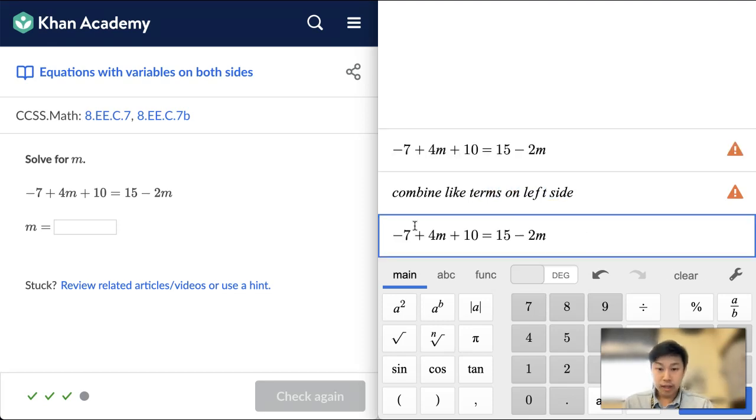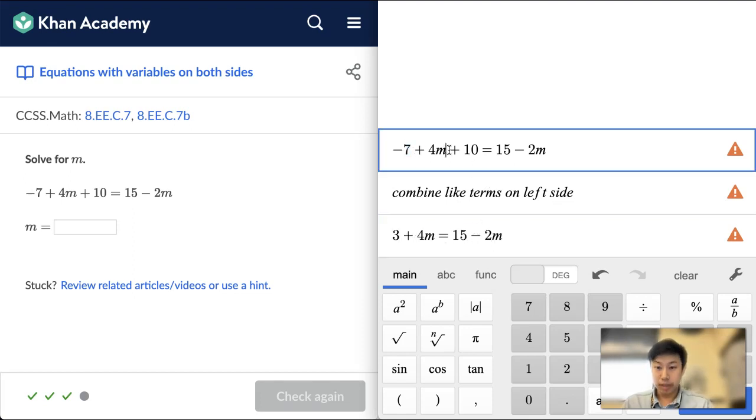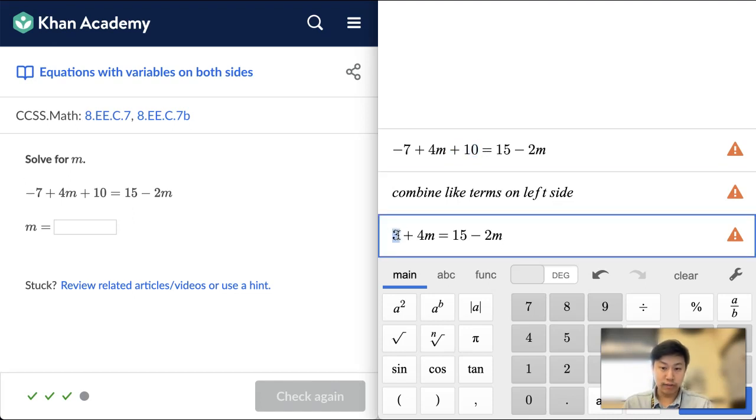So let's see what that looks like. Your negative 7 plus a 10 is going to update into just a 3, right? Negative 7 plus 10 is equal to 3. So all I'm doing is changing the way this left side looks. Everything else stays put. Hopefully you guys are seeing it looks a lot simpler. Let's keep going here.